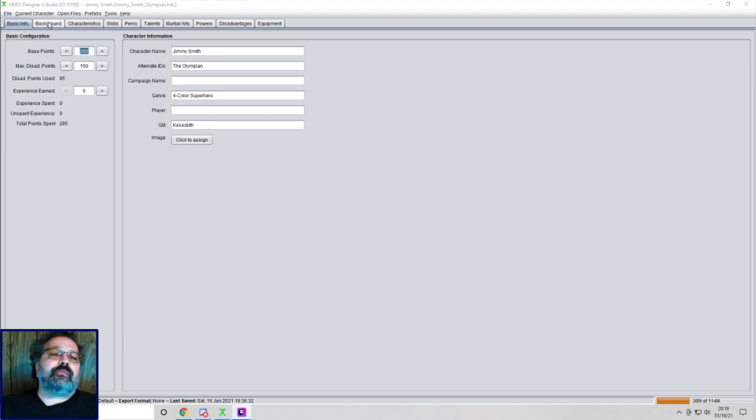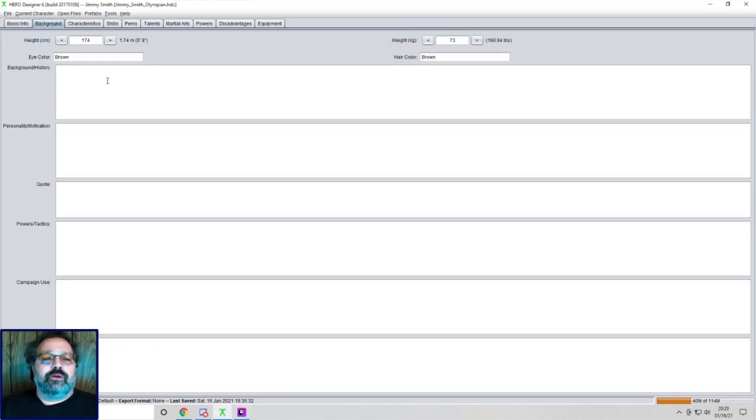So going back to the first character, I named him Jimmy Smith. His hero ID is the Olympian. This is for a four-color superhero campaign. The four-color being not the golden age, no swearing, but very minimal swearing. Good guys are good guys, bad guys are bad guys. The whole four-color comic book type setting and scenario and genre. So then we go into the background, and I made him a little shorter than normal in this form.